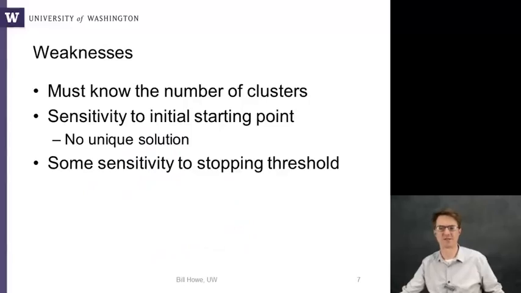So summarizing the weaknesses of k-means, first of all, you have to know the number of clusters up front. You have a fair amount of sensitivity to the initial starting conditions, in that there's no unique solution. Depending on the starting conditions, you may get a different answer. And there's also some sensitivity to the stopping threshold. As is always the case, there's been a lot of work on repairing these various problems, but when someone just says k-means unqualified, they're typically talking about the algorithm we just described, which is sensitive to these issues.